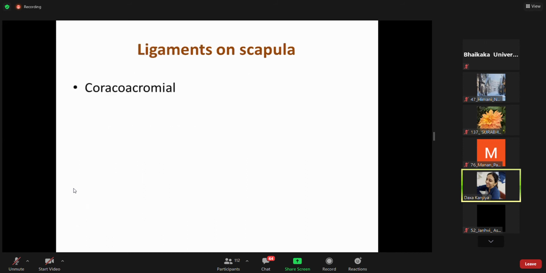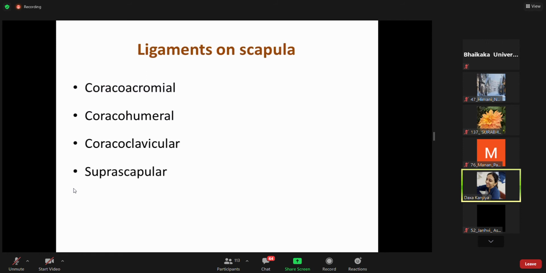Ligaments attached on the scapula include the coracoacromial ligament. On the coracoid process, there are the coracohumeral and coracoclavicular ligaments. The suprascapular ligament, which bridges the suprascapular notch. Spinoglenoid ligament. So this was about the scapula.